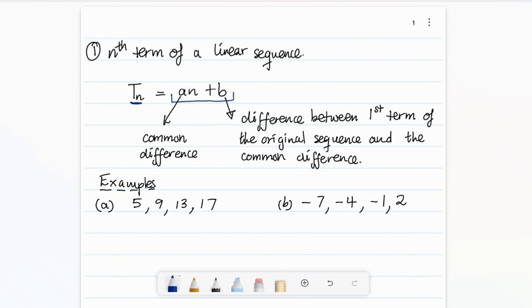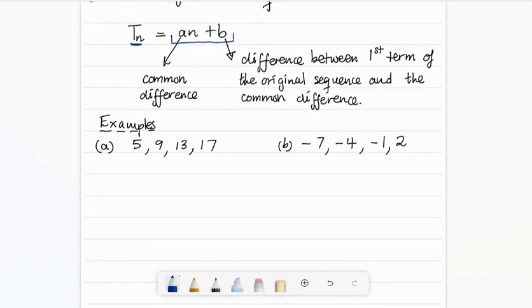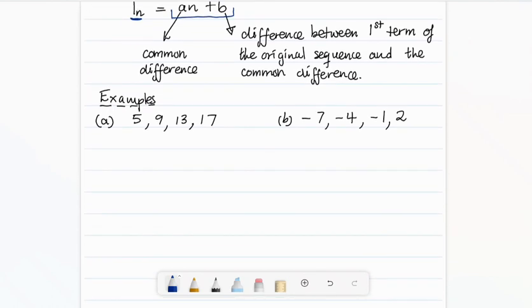What is key is this part, an + b, where a is the common difference and b is the difference between the first term of the original sequence and the common difference. Right, I have two examples down here, so those are the ones that I want us to use so that you can see how we can work it out. Okay, let's start with the first one. You can write solutions here.